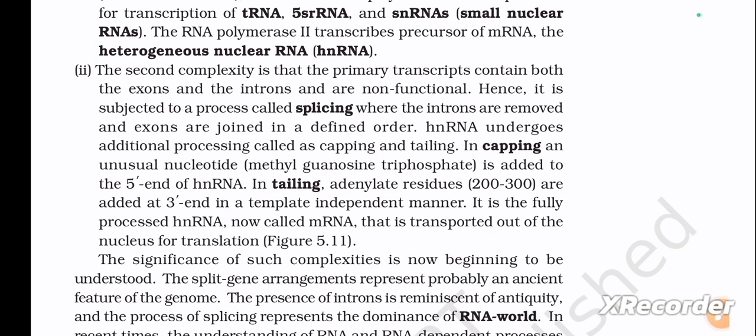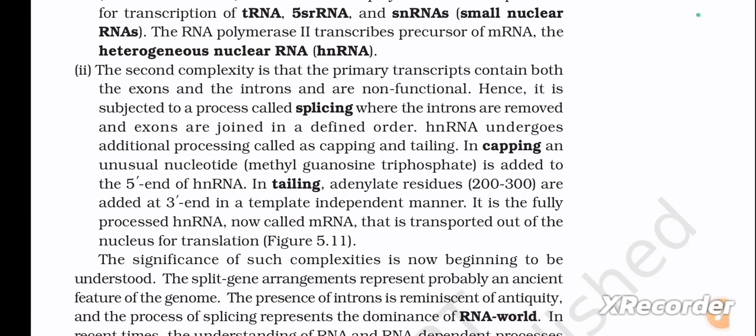hnRNA undergoes additional processing called capping and tailing. In capping, an unusual nucleotide, methylguanosine triphosphate, is added to the 5' end of hnRNA. In tailing, 200 to 300 adenylate residues are added at the 3' end in a template-independent manner. It is the fully processed hnRNA, now called mRNA, that is transported out of the nucleus for translation.